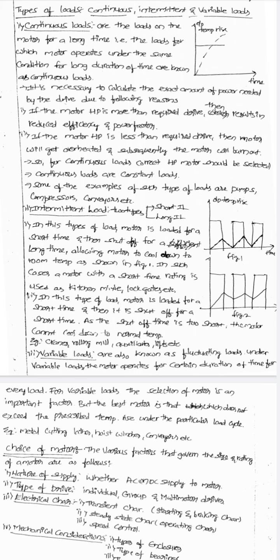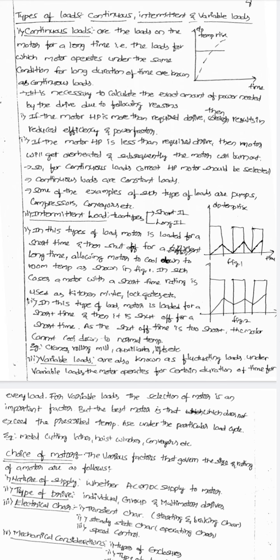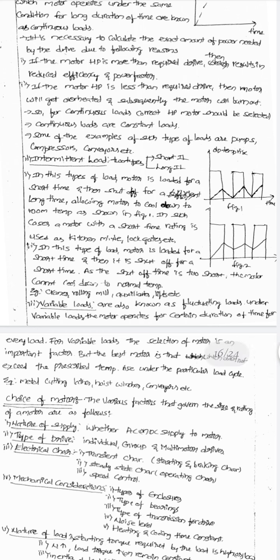Next, the second one, intermittent loads. But before that, for the first one, the continuous load, see the picture of time and output. If the machine operates continuously over time, the temperature in the machine automatically rises. You can see that in the graphical representation also. Next one, intermittent load.